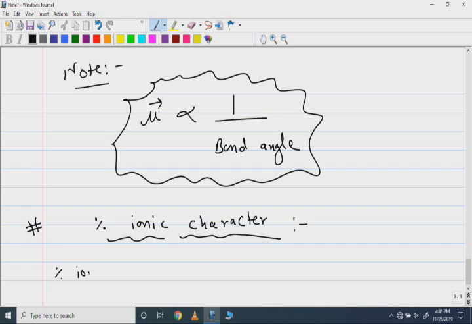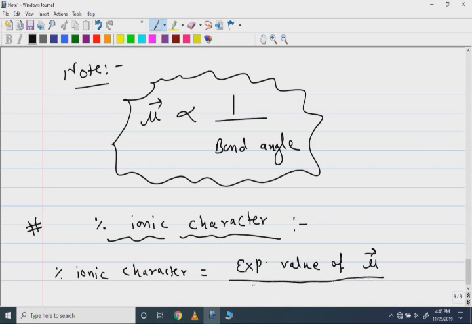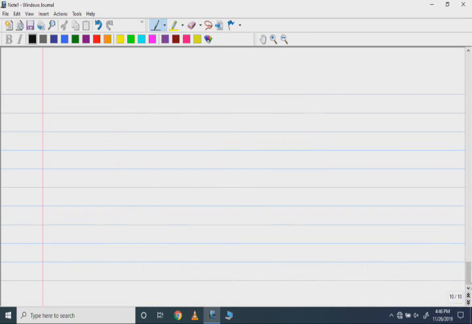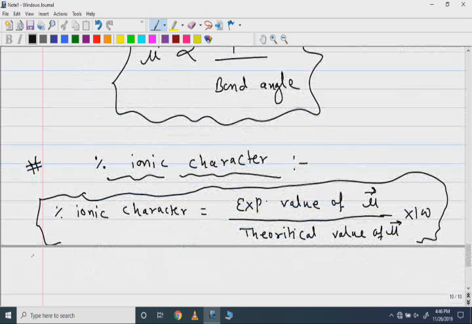The formula is experimental value of mu, which is given in the question most of the time, upon theoretical value of mu, into 100. I hope everybody has studied about the units of the charge. Please copy this formula and then let's practice a question.